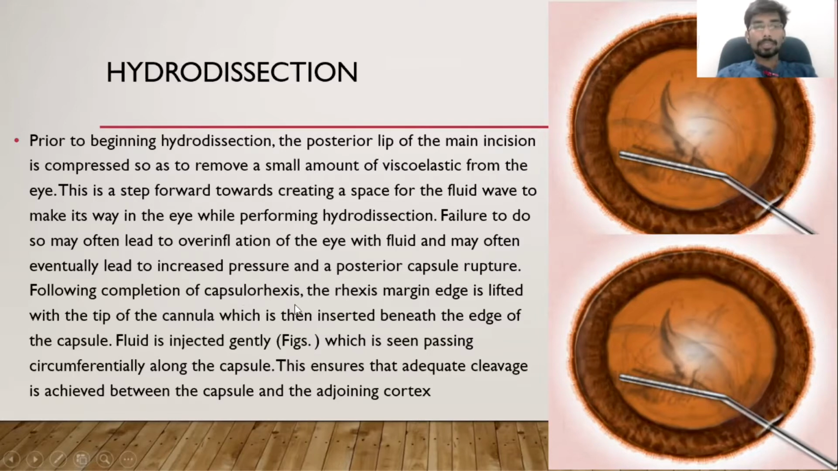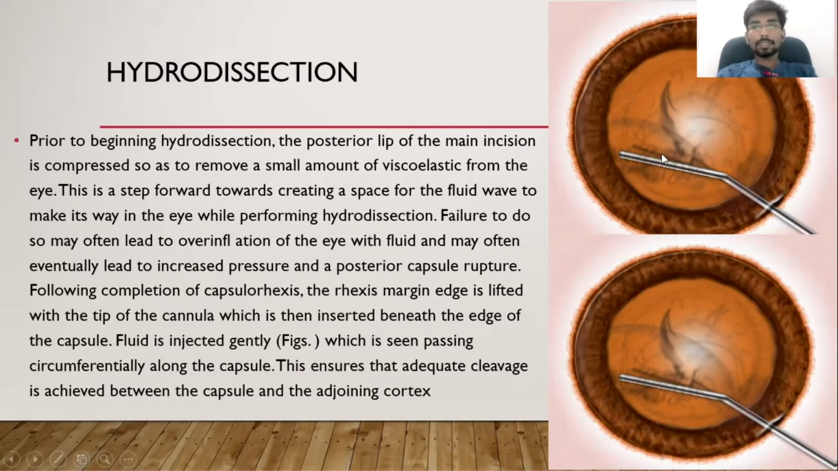Following completion of the capsular rhexis, the margin edge is lifted with the tip of the cannula, which is then inserted beneath the edge of the capsule. Fluid is injected gently, which is seen passing circumferentially along the capsule. This ensures that adequate cleavage is achieved between capsule and cortex.